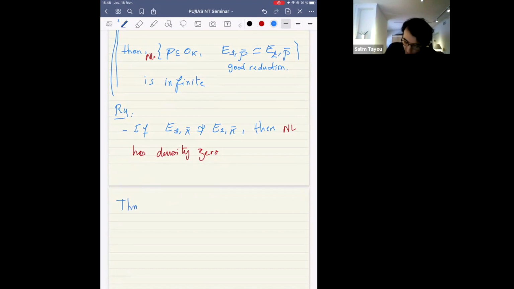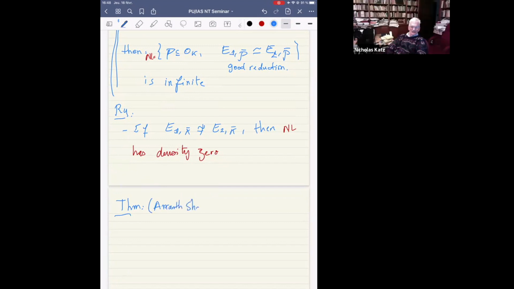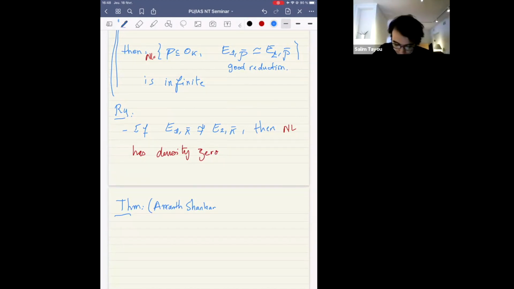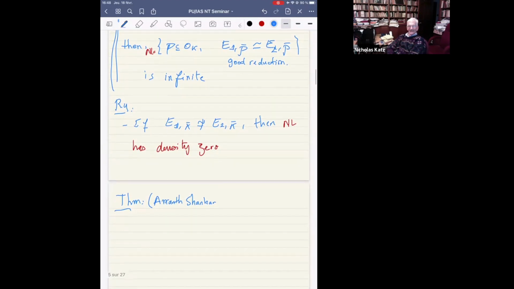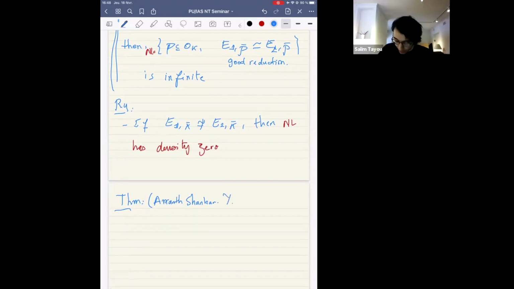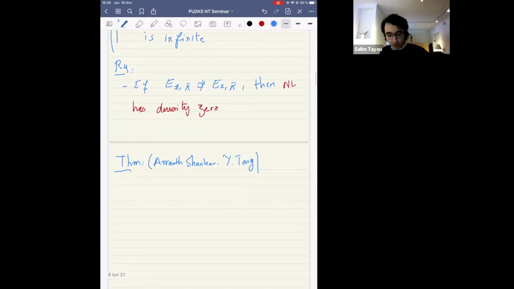Another theorem which has a similar flavor has been proved by Arul Shankar. Oh, but wait, if they are isogenous, then the set has density 1. Oh, sorry, if they are not. Yes, so it's this kind of 0-1 theorem. It's like the worst way to tell if two elliptic curves are isogenous. And so another theorem with similar flavor by Arul Shankar and Yunqing Tang says the following.